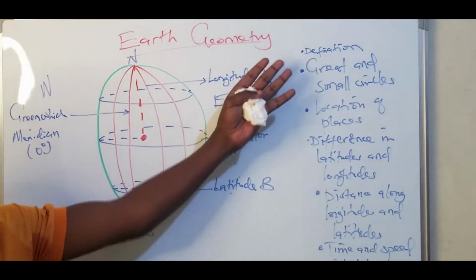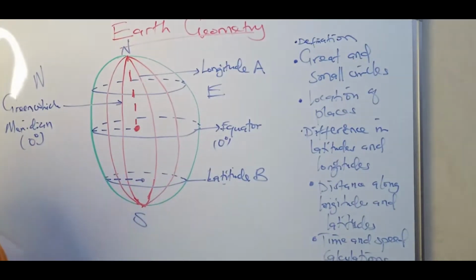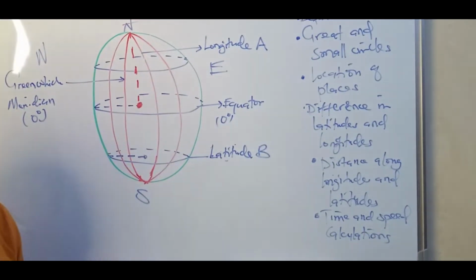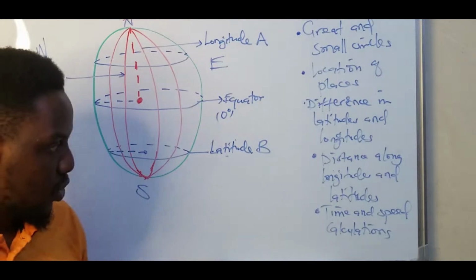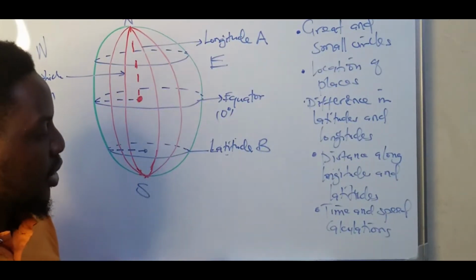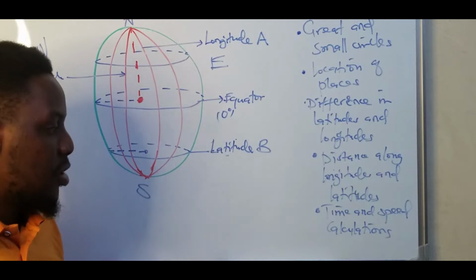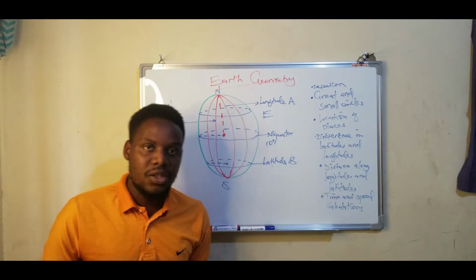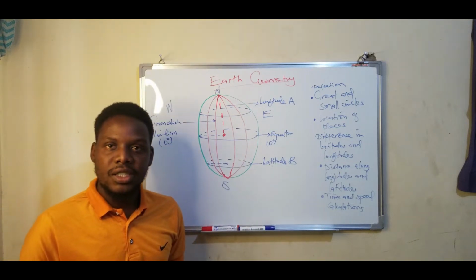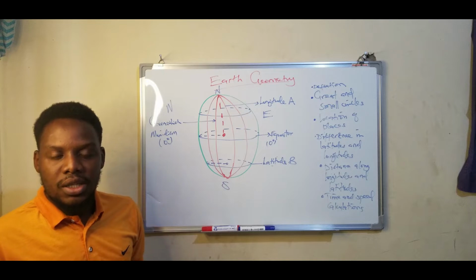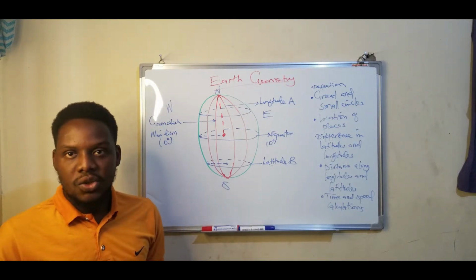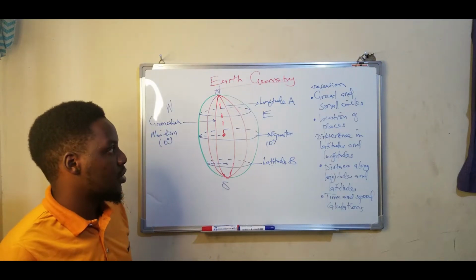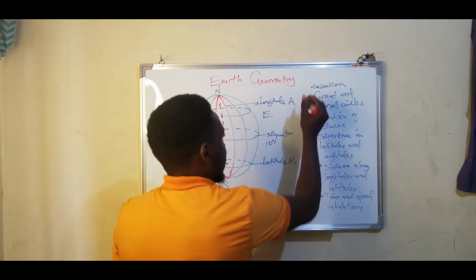So we're going to look at the definition, we're going to look at great and small circles, we're going to look at location of places, we're going to look at difference in latitudes and longitudes, then we're going to look at distance along longitudes and latitudes, then we're going to talk about time and speed calculations. The reason why this topic is important is because you can actually use it to calculate time differences, to calculate the speed, to calculate differences in latitudes and longitudes, as well as in the location of points on the Earth's surface. So we can start with the definition.